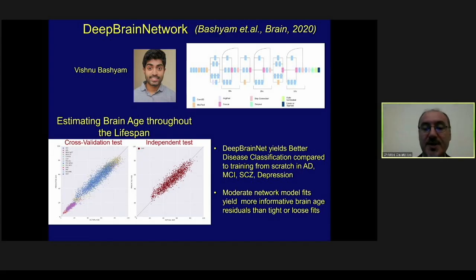We learned a couple of things from this. The one thing that we learned is it's not a very good thing to be overfitting the brain age models. So you can get a very good estimate of brain age, but it might not be informative about the pathologies. The second thing that we learned is that if you want to specifically focus on diseases, and we tried Alzheimer's, MCI, schizophrenia, and depression, you are better off starting with this brain network here that has been pre-trained on this large number of MRIs, even though it looked at brain age, rather than trying to train a network from scratch.